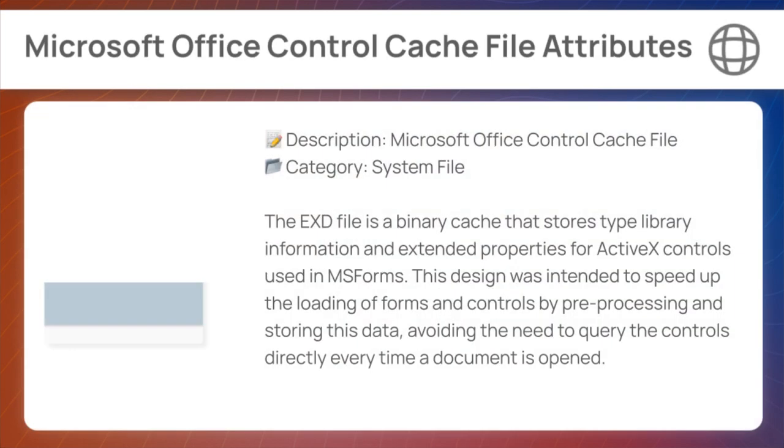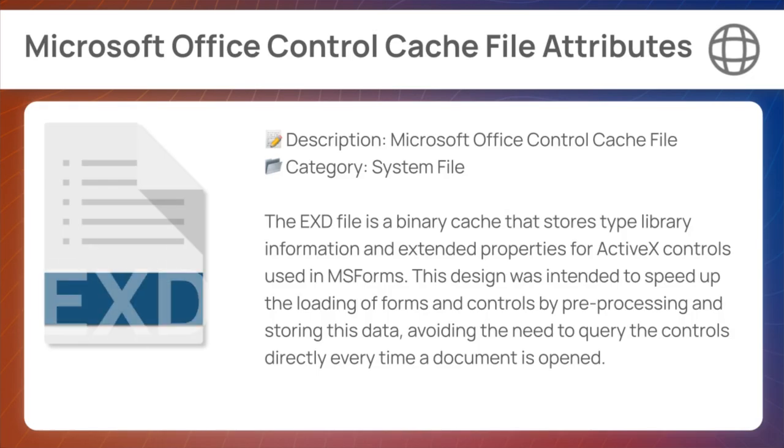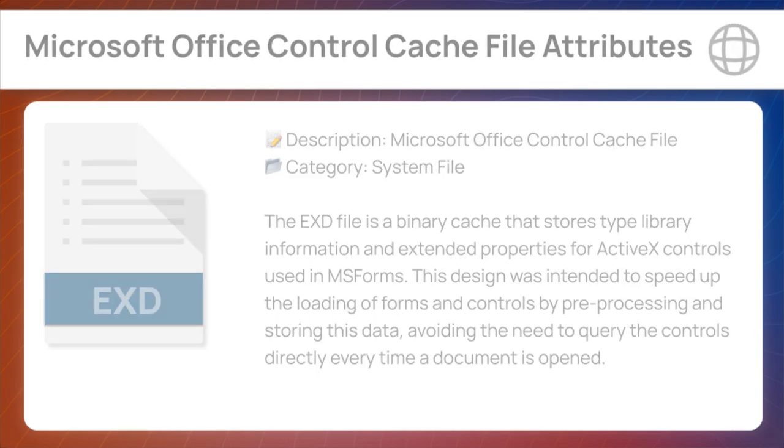The EXD file is a binary cache that stores type library information and extended properties for ActiveX controls used in MSForms. This design was intended to speed up the loading of forms and controls by pre-processing and storing this data, avoiding the need to query the controls directly every time a document is opened.